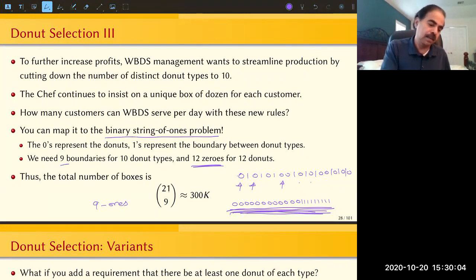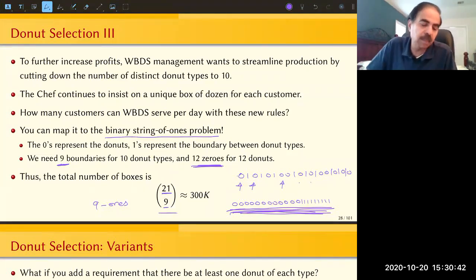and 12 zeros. And for each of those binary strings with 9 ones and 12 zeros, there is a unique correspondence between them and the ways of filling the donut boxes. And therefore, we can simply count these binary strings, which we already know how to do, right? So there are 21 positions because there are 9 ones and 12 zeros. So there are 21 positions, of which we have to choose 9 of them to be ones. And so this ends up being a 21 choose 9 problem.